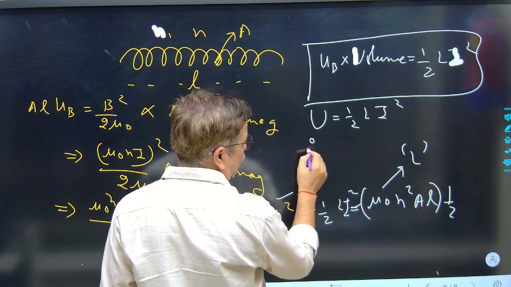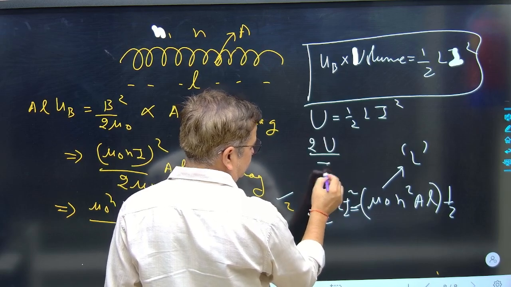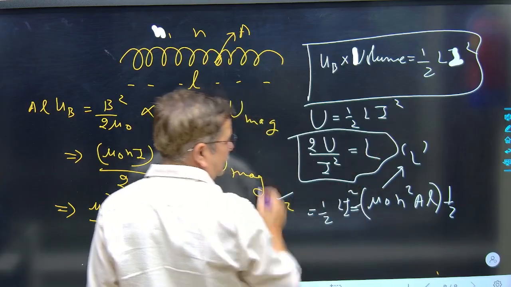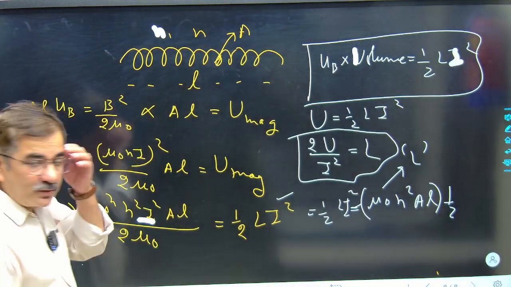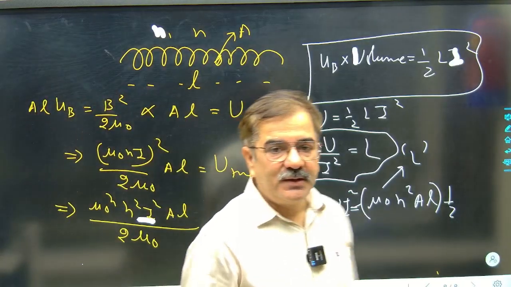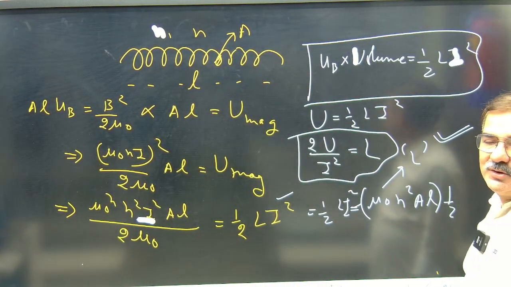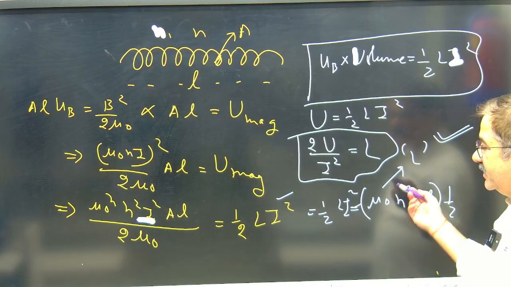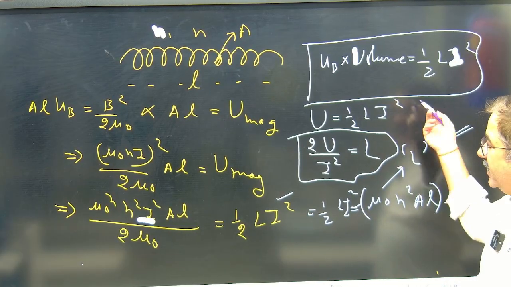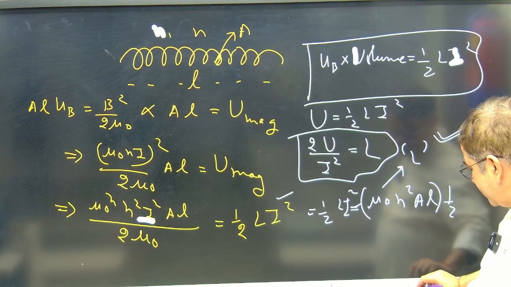So I will say 2 U by I square also will be the formula for inductance. Another inductance formula is this also, 2 U by I square. This will also give the value for inductance. So this result is also defined, correct? Inductors in series and parallel combination, then energy density, all that I have defined, correct?